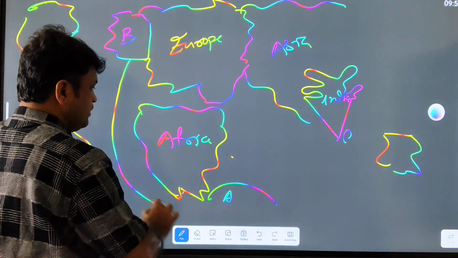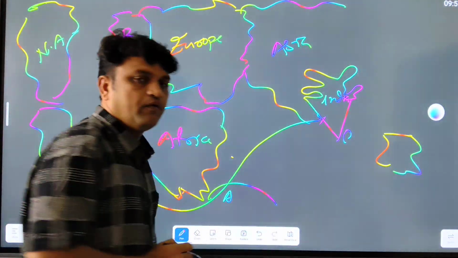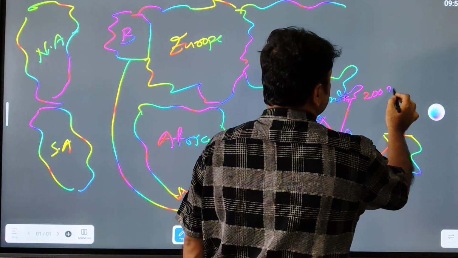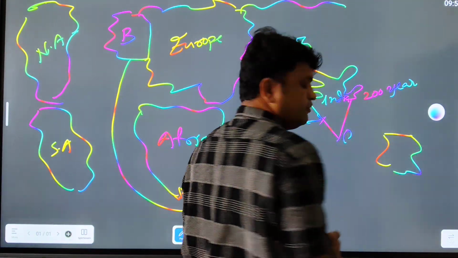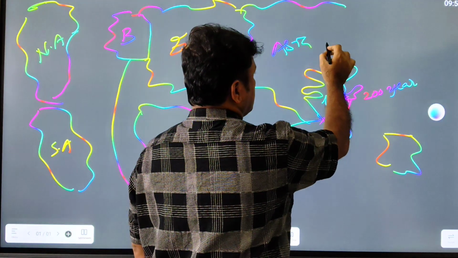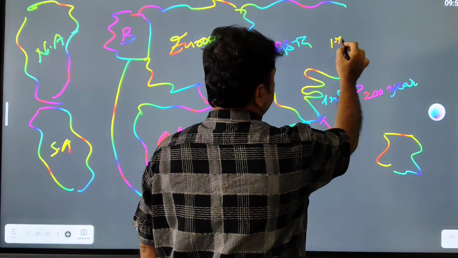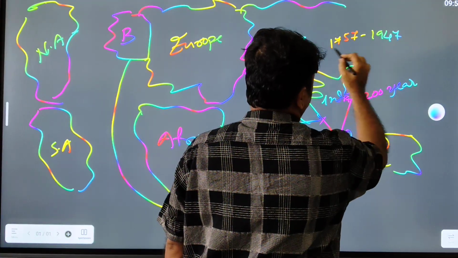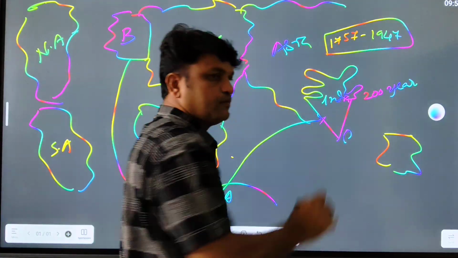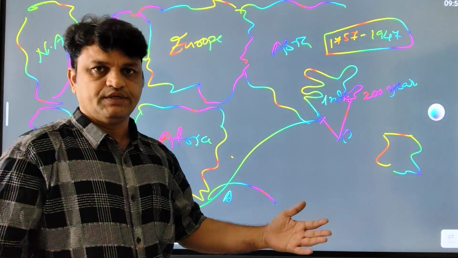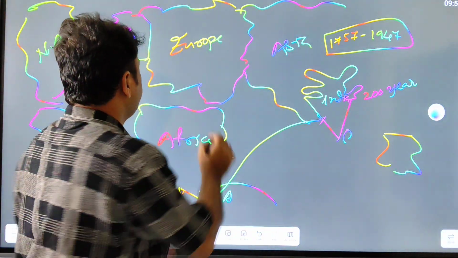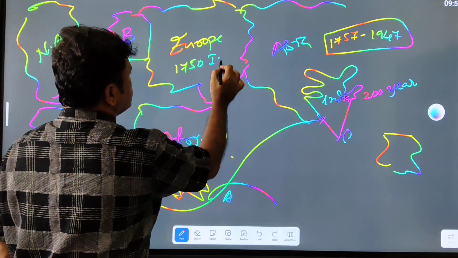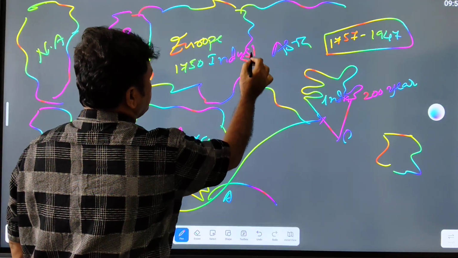They came and ruled India for almost 200 years. They got control over India in 1757 till 1947. But before this, in Europe, in 1750, the Industrial Revolution came.